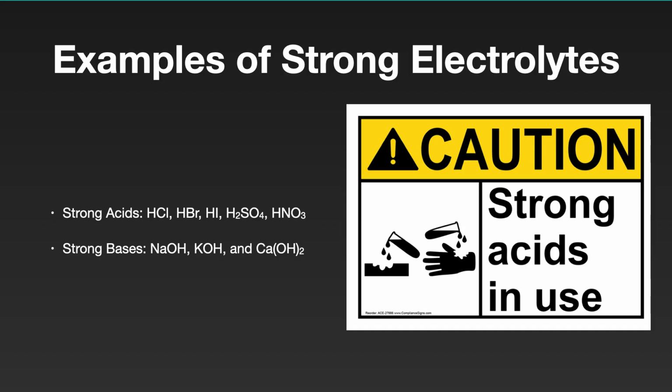Most of the substances we work with in this class, like hydrochloric acid or sulfuric acid, are strong. Similarly, common bases such as sodium hydroxide and potassium hydroxide are also strong electrolytes. These are the heavy hitters that break apart completely, providing a high concentration of H+ or OH- ions.